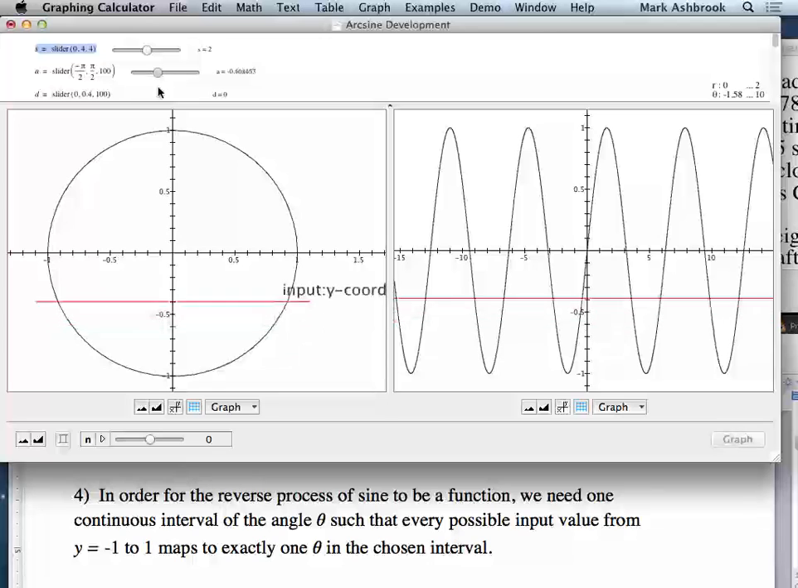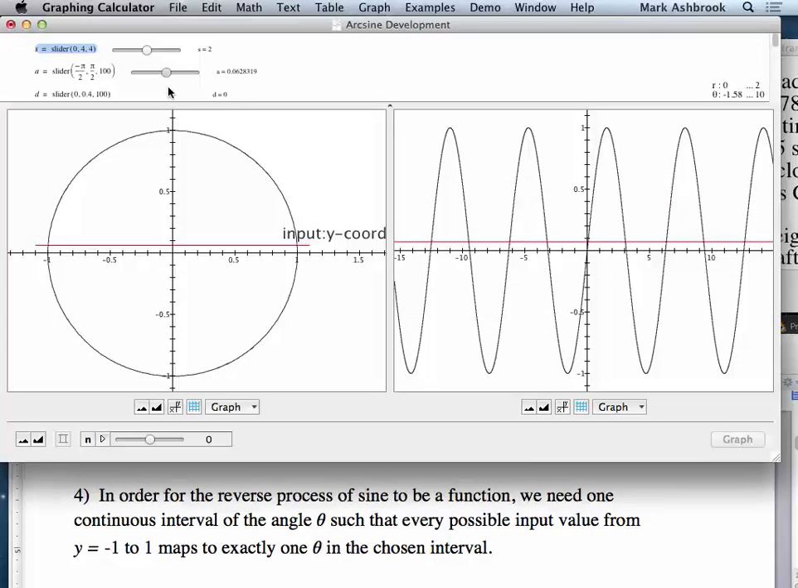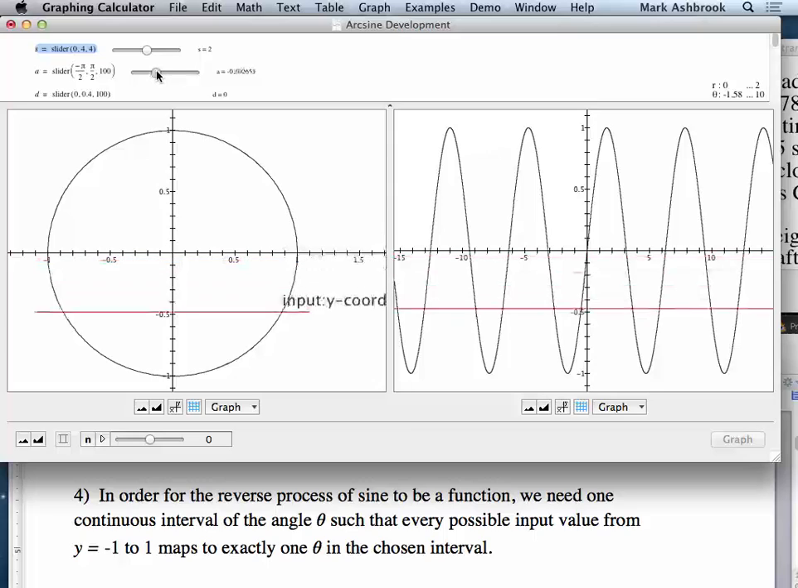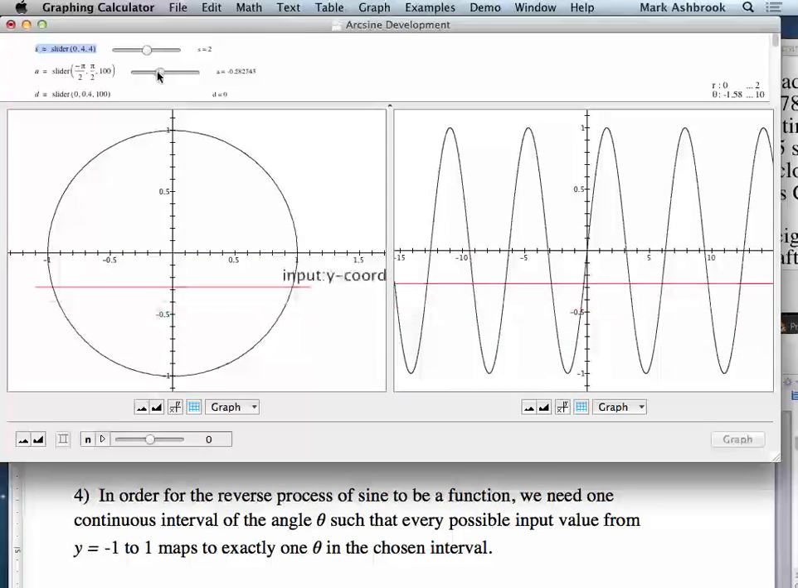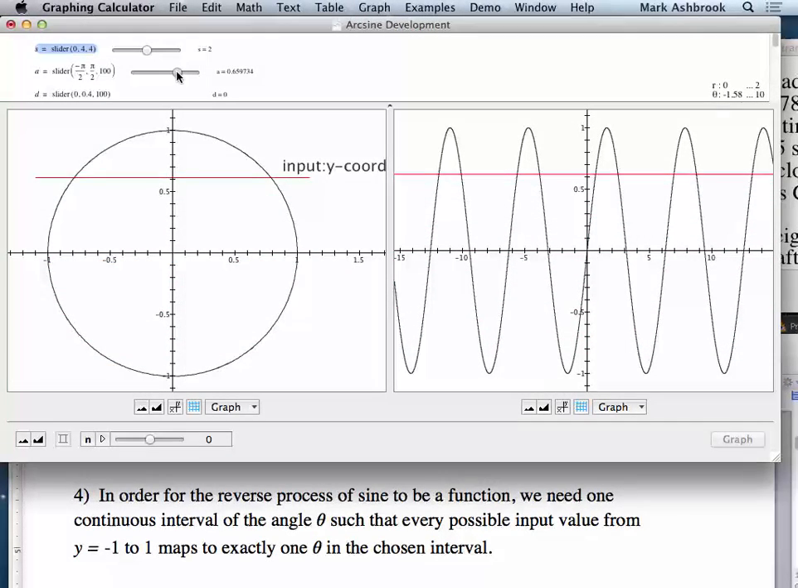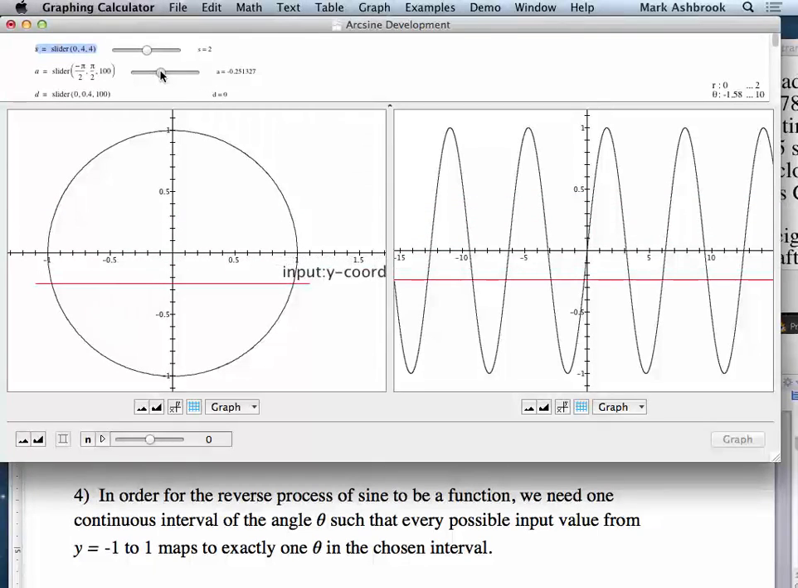So what is the domain of this reverse process? What's the domain of this reverse process, Miguel? Well, the domain will be just negative infinity to positive infinity. Molly, do you agree with that, that the domain of the reverse process would be negative infinity to positive infinity? Negative 1 to 1.